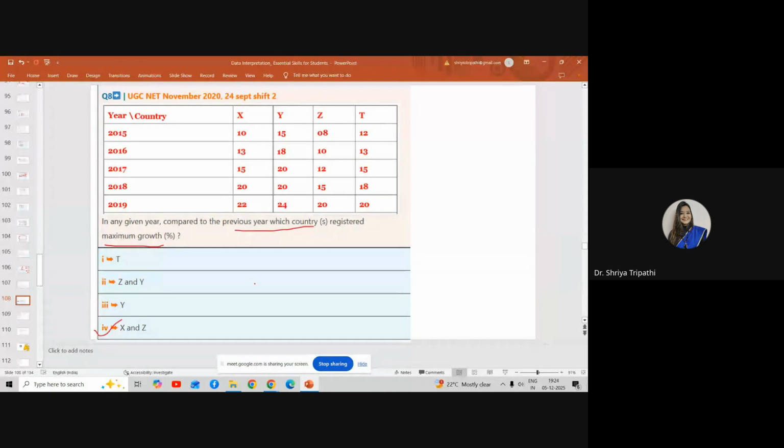You all now understand, no? Previous year, next year, and the percentage, how we can calculate. Everyone got the answer? X and Z? Yes, ma'am. Others? Okay. Good.